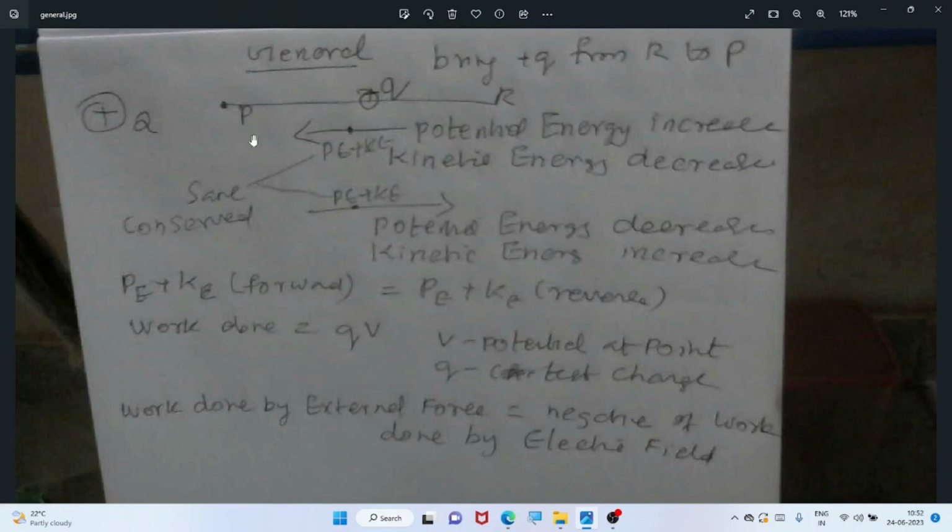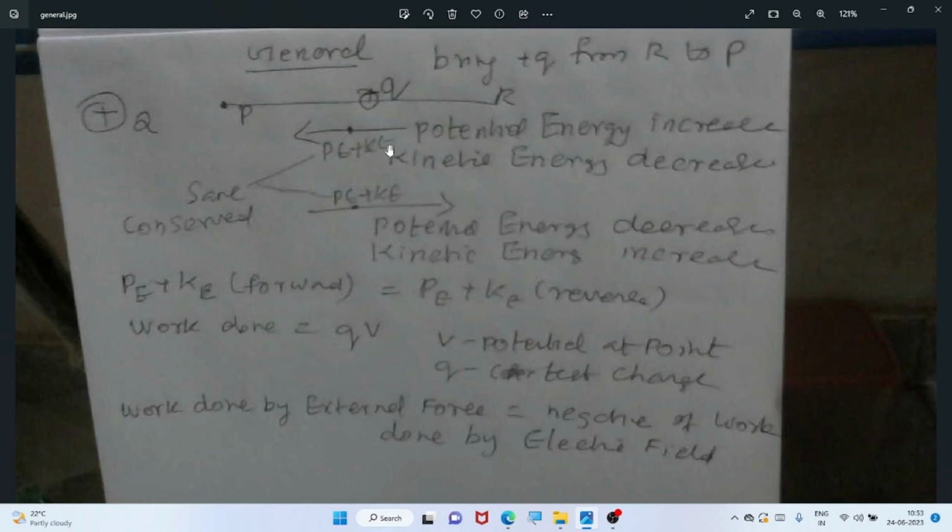Okay, so now when you release the charge, the charge will move along the electric field direction. In this direction, the potential energy will decrease and kinetic energy will increase. Now when you bring the charge closer, potential energy will increase. That is, the external force you have to apply is stored as potential energy. Kinetic energy will decrease, but when you release the charge, it will move in the electric field direction, potential energy will decrease, and kinetic energy will increase.